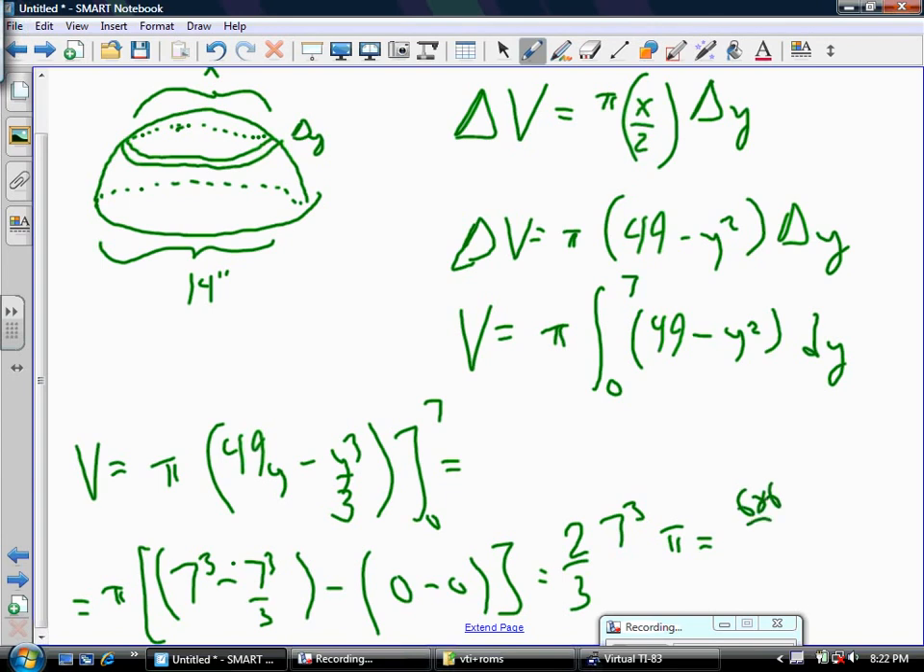All right, and that works out, by the way, if you want to work it out. It's 686 pi cubic inches, which is approximately 718.378 cubic inches if you plug this into Ziggy. All righty? So that's your basic introduction of how to use integrals to get areas and volumes and stuff like that. Okay.